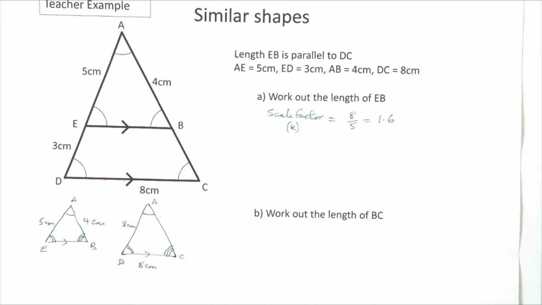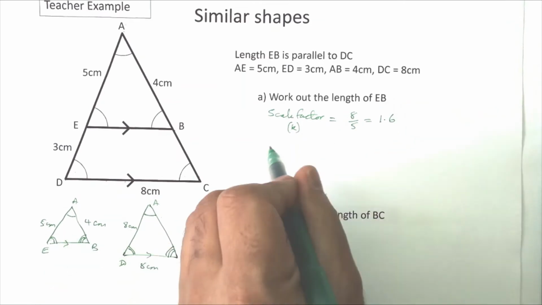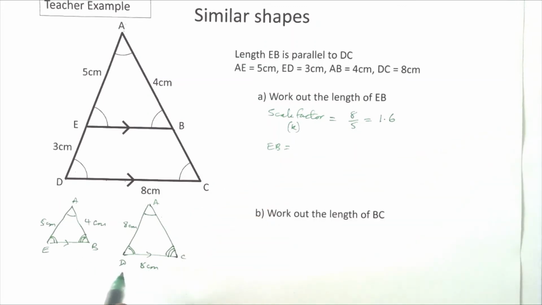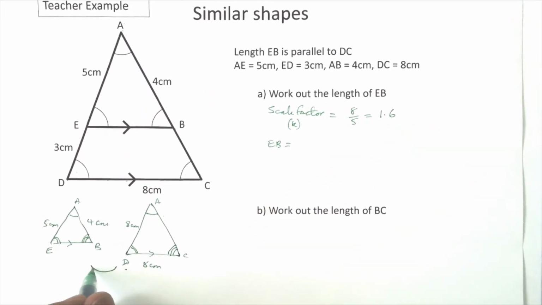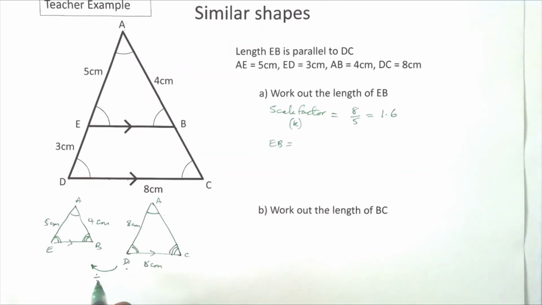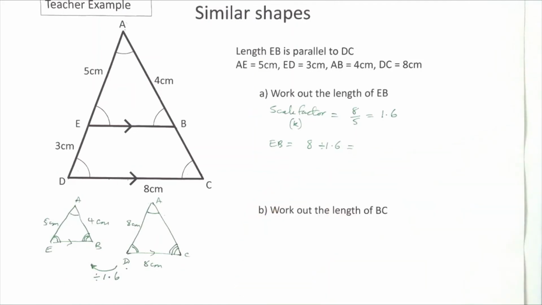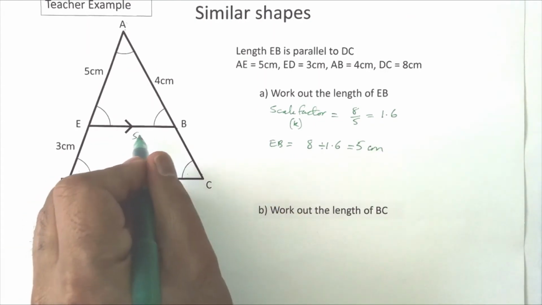Next, I'm working out length EB. EB is here, the shorter length there. So EB is equal to the 8 now divided by the scale factor, because we're going from the larger shape to the smaller shape. So this time we're dividing by the scale factor. So EB is equal to 8 divided by 1.6, and that gives me 5 centimeters. So here EB is equal to 5 centimeters.